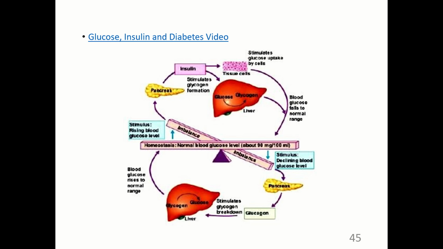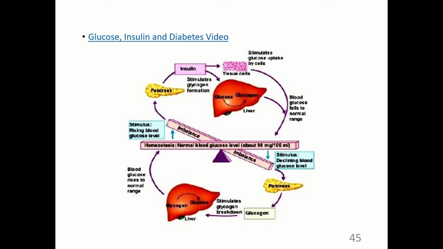This will show the importance of the normal blood glucose levels in the body, which is about 90 milligrams per 100 milliliters. So if after a meal the blood glucose levels rise, that's the stimulus, because that will change the variable from 90 milligrams per 100 milliliters to greater than that. The pancreas has receptors that will receive the information, and they will release the hormone insulin.